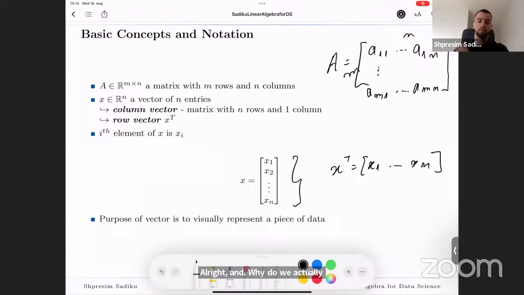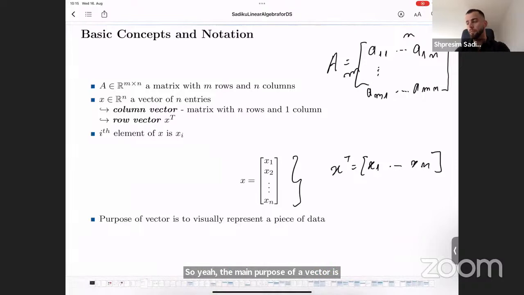And why do we actually care about vectors and matrices? Well, vectors and matrices are used in data science a lot. For example, if we have some data record for the square footage of a house and its evaluation in dollars, then we could express this as a vector containing 2 entries, where the first entry would be the square footage, and the other one would be the price of the house. This is a way to compactly represent a lot of data that we are typically dealing with in data science. So the main purpose of a vector is to represent a piece of data.